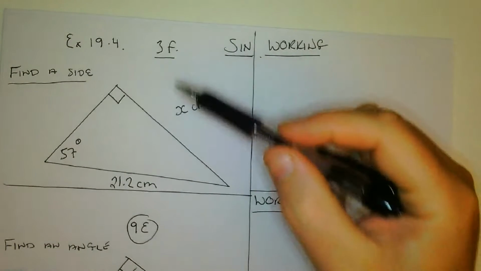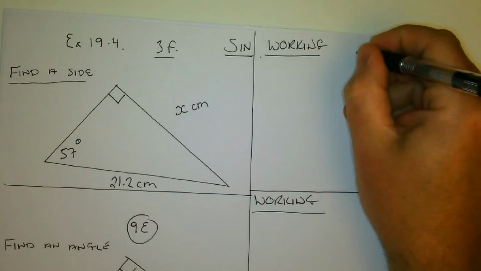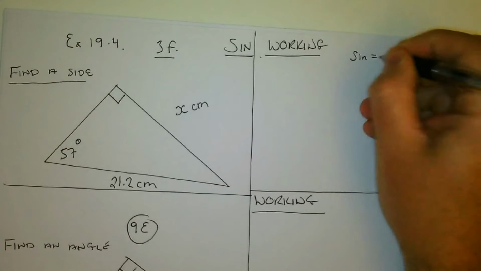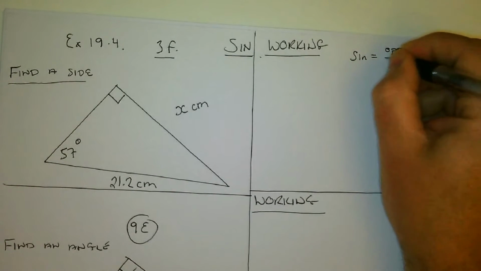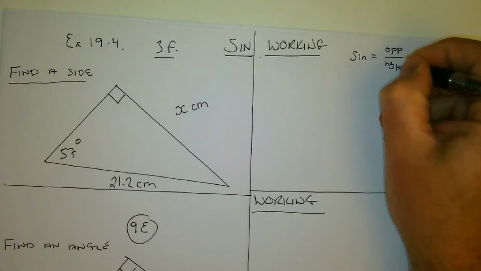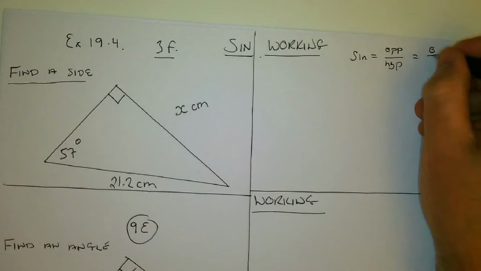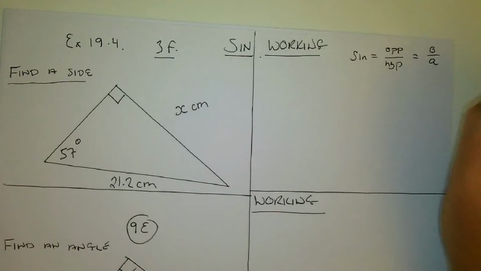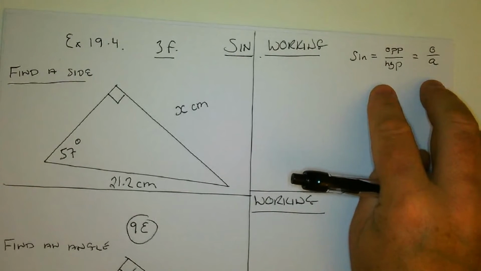So with sine, it is the opposite over the hypotenuse, or O over H. So you need to memorise that. You're never ever given that.